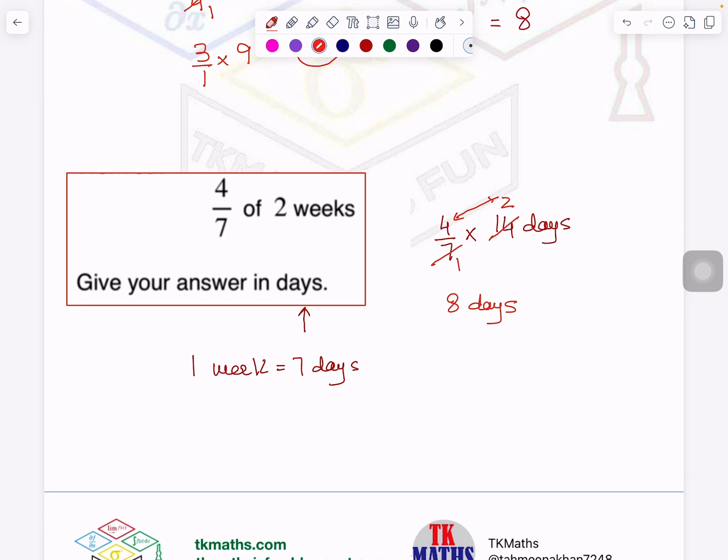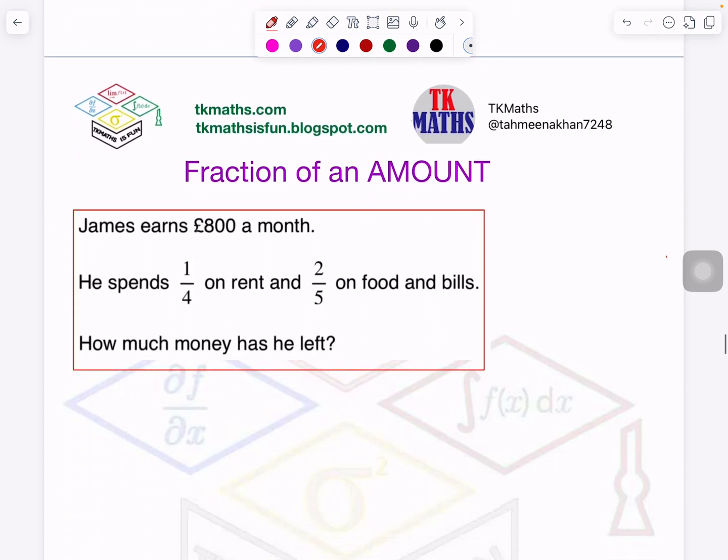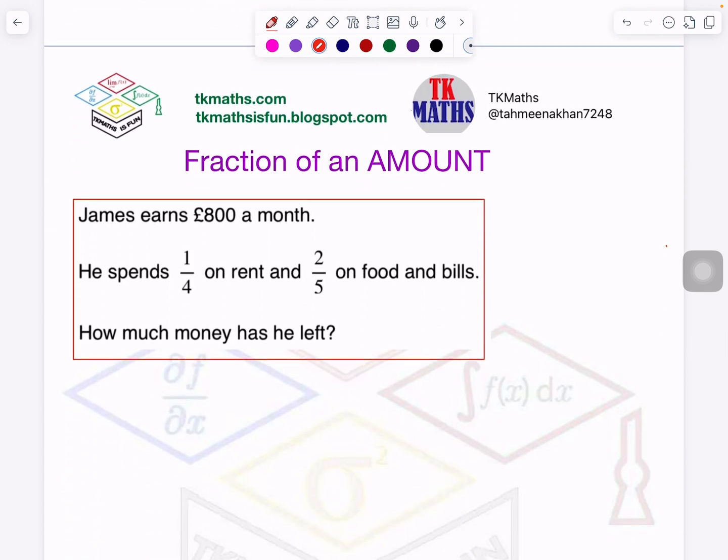So I hope you understood how to handle word problems. Let's solve this problem also in this video. Then in the next video, we will see 2 more word problems. Always do a small portion of it. Break down the problem into small parts and you will be able to handle it.